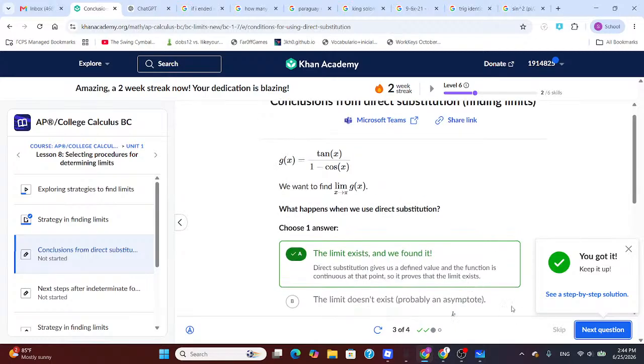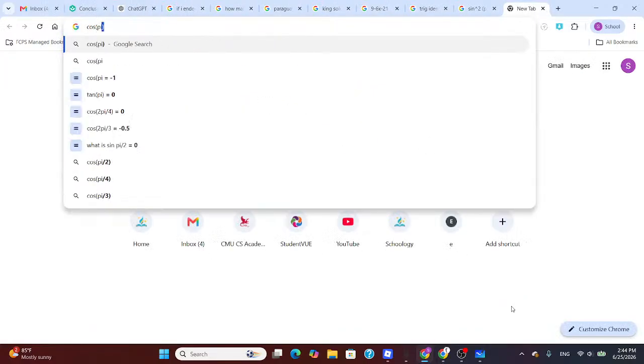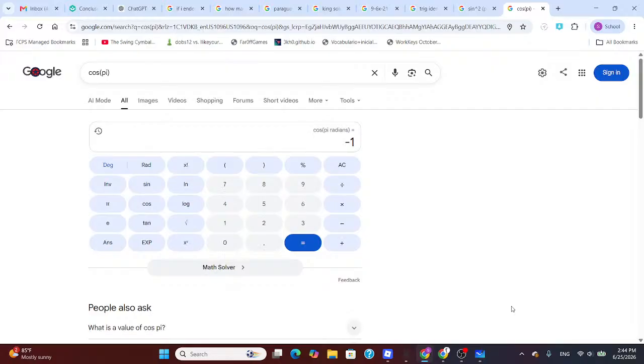Wait, what? Tangent of pi is 0, and then cosine of pi is -1?